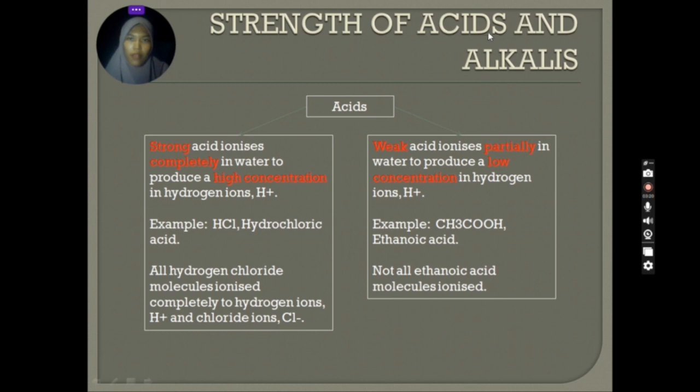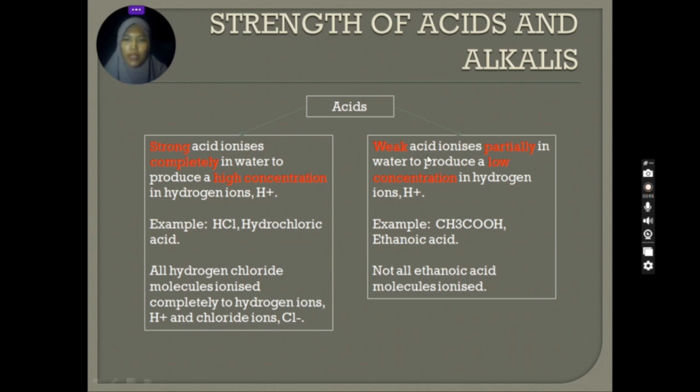Next is strength of acids and alkalis. Strength of acid is different from basicity of acids. First of all, we will look at acids. Strong acid ionizes completely in water, producing a high concentration of hydrogen ions. For example, hydrochloric acid. This means if there are 100 hydrogen chloride molecules, all 100 hydrogen chloride molecules will ionize.